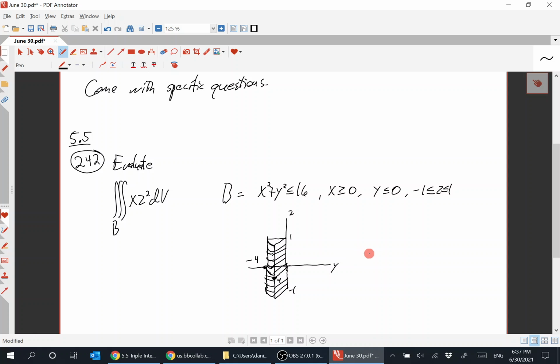Right? So we want to describe the region in the xy plane with polar coordinates, and then just -1 is less than or equal to z, less than or equal to 1. So the region in the xy plane in polar coordinates is just a polar rectangle, right? So x bigger than 0, y less than 0, so it's this. All right, so how do we describe that? Well, r goes from 0 to 4, and then theta goes from pi to 3 pi over 2.